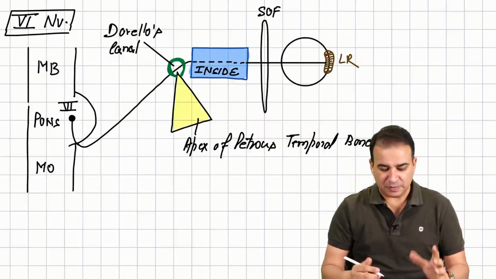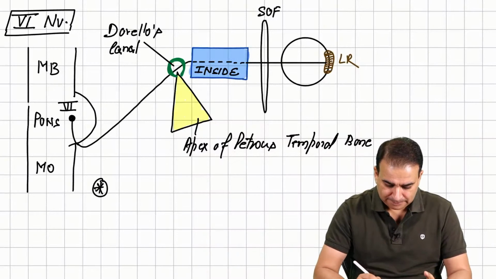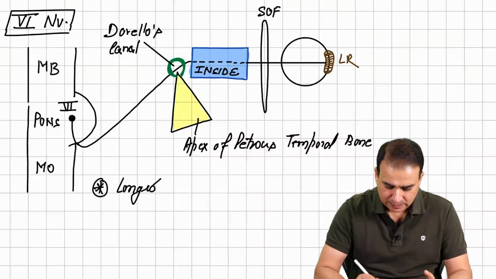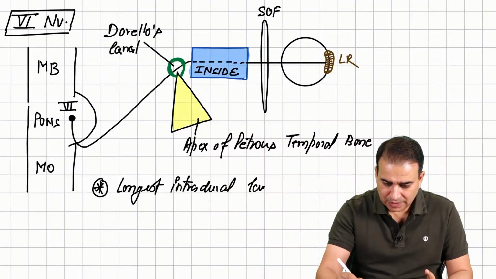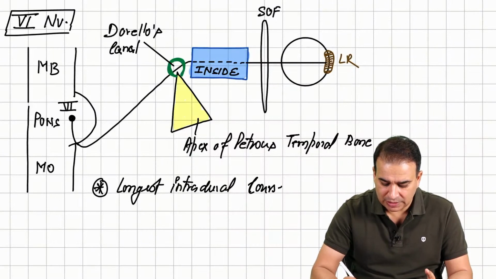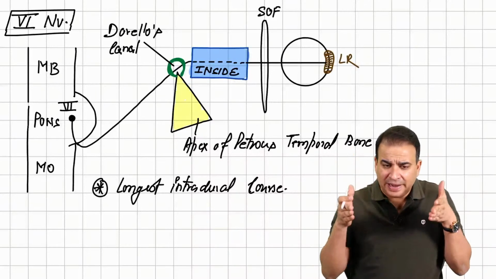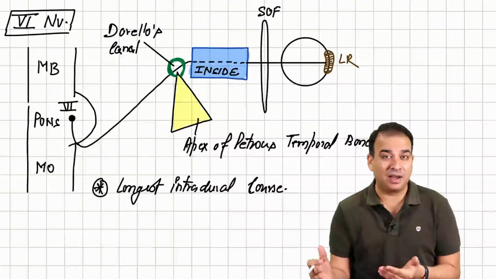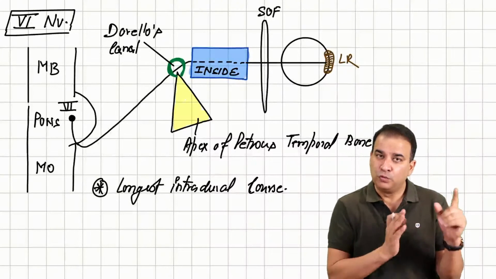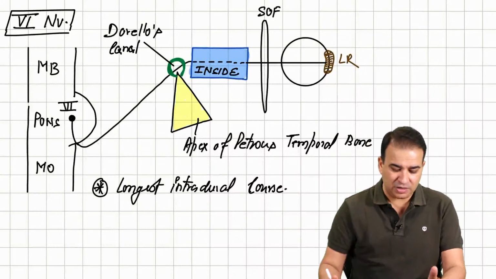What makes the sixth nerve special, guys? There are a few important points about the sixth nerve that you need to write down. Number one, the sixth nerve is the nerve with the longest intradural course. This nerve runs inside the dura mater for a very long distance. It runs obliquely inside the dura mater first, then it enters the cavernous sinus. Cavernous sinus itself is dura mater only. So the nerve has a very long course inside the cranial cavity, inside the dura mater, the longest intradural. The fourth nerve had the longest intracranial course. This nerve has the longest intradural course inside the dura mater.